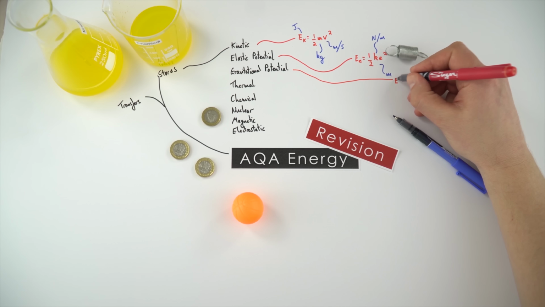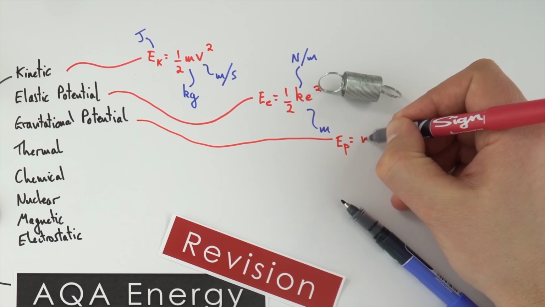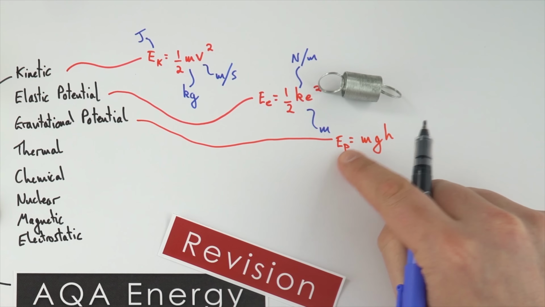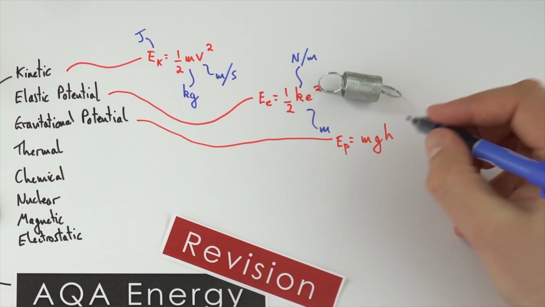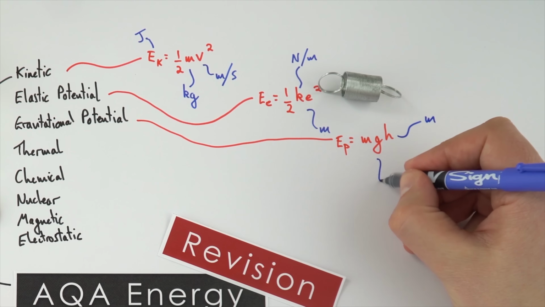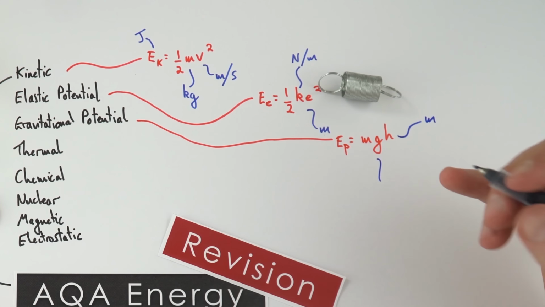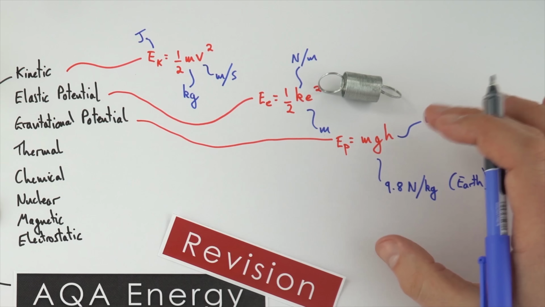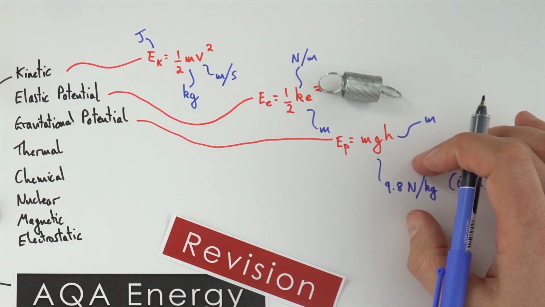Our gravitational potential energy, Ep, is equal to mgh. So here again, we have our energy in joules, our mass in kilograms. h is the height that something's moved through in meters. And g is what we call the gravitational field strength. On Earth, this has a value of 9.8 newtons per kilogram, but this does depend on where you are in the universe. Some things like the moon, for example, have a much smaller value of their gravitational field strength.